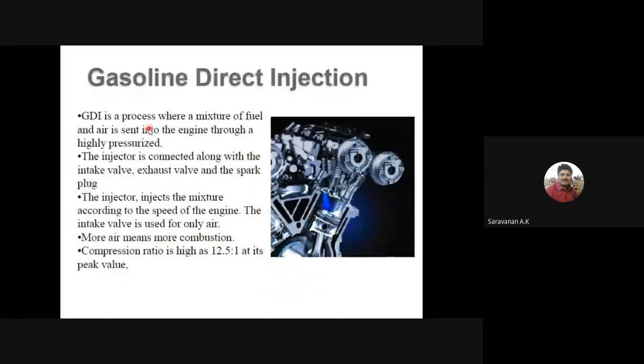But in the gasoline direct injection system, I already told that the fuel will be directly injected into the combustion chamber, right? So this type of system is called the gasoline direct injection system, right?